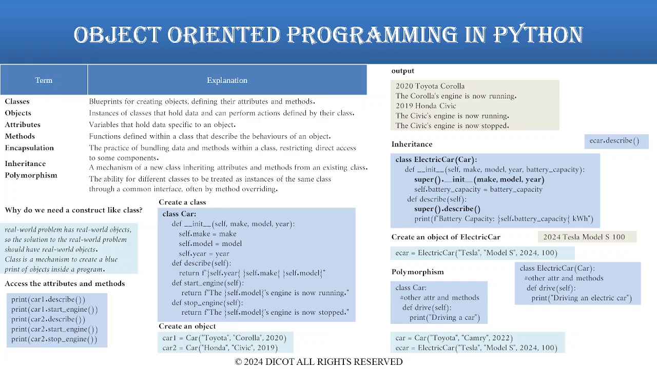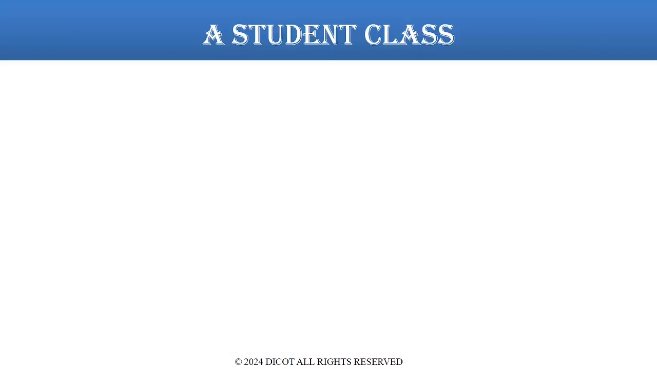The car and the ecar objects can use their own version of the drive function, giving different output. To call the drive function of car, use car.drive. To call the drive function of ecar, use ecar.drive. In this case the output is "Driving a car" for the car object, and "Driving an electric car" for the ecar object. Now, let's consider one more example to see how a class looks in real-world applications.